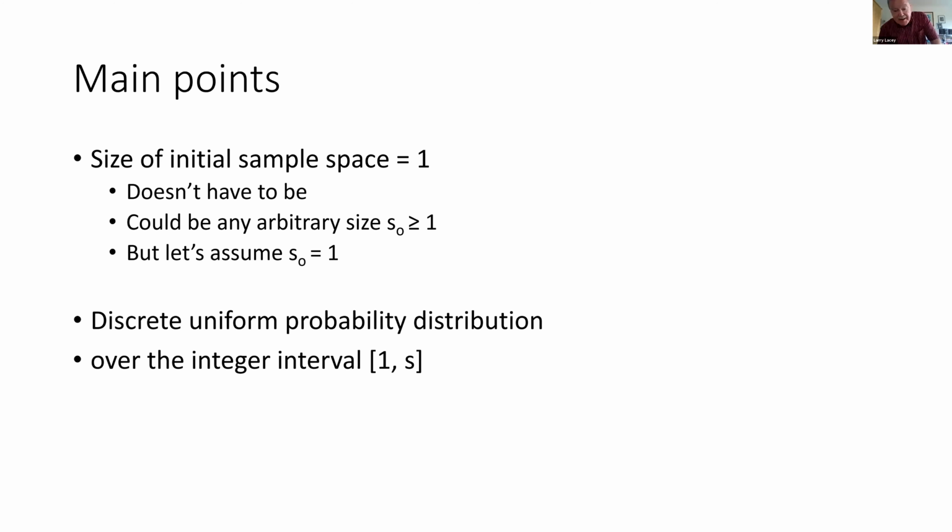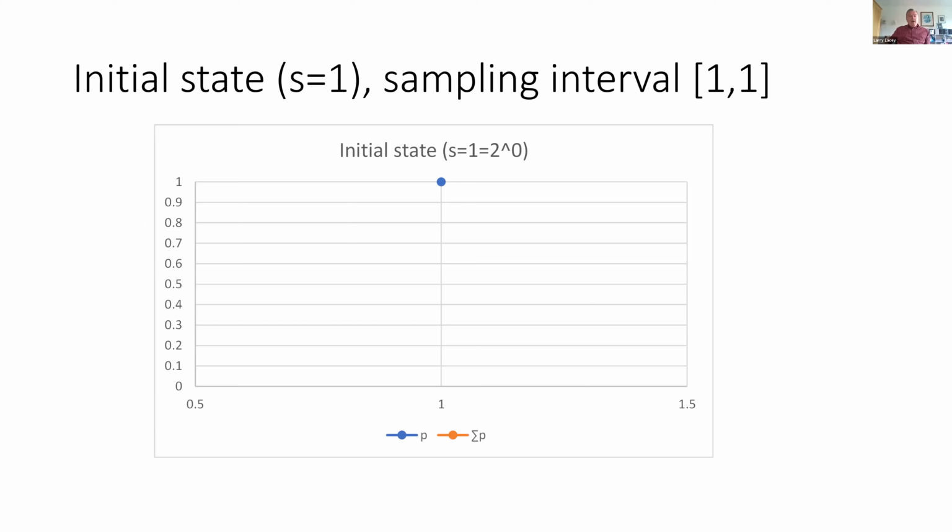It's always easier with these things to visualize them. So here we are. Here's the initial state, X0. We know it's determined. There's only one sample space, so the probability is 1.